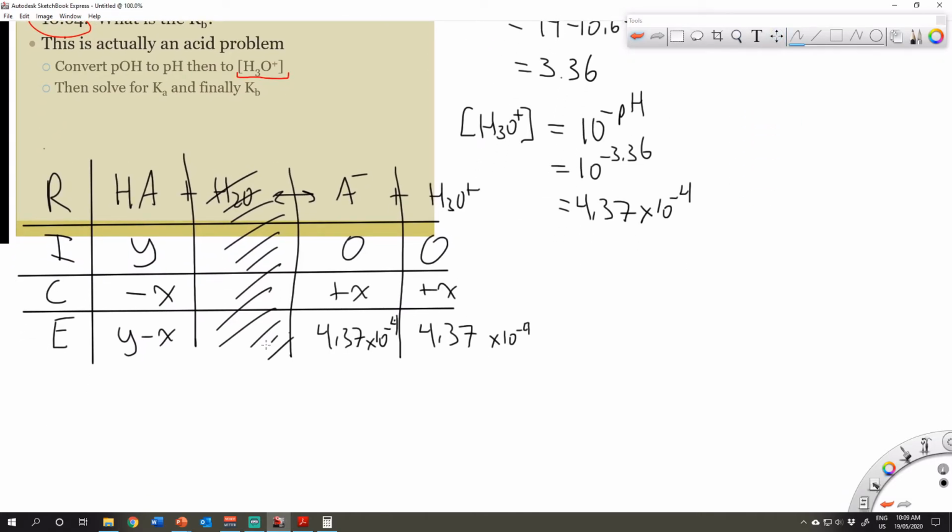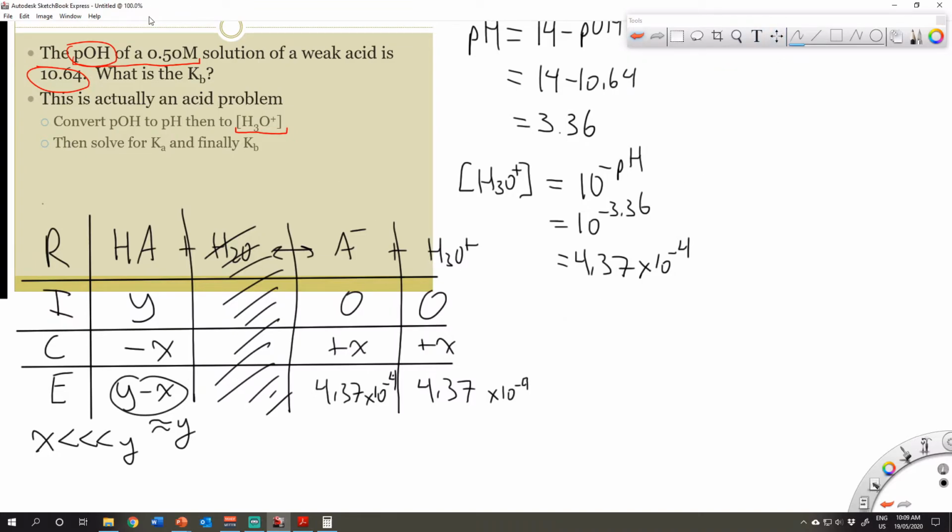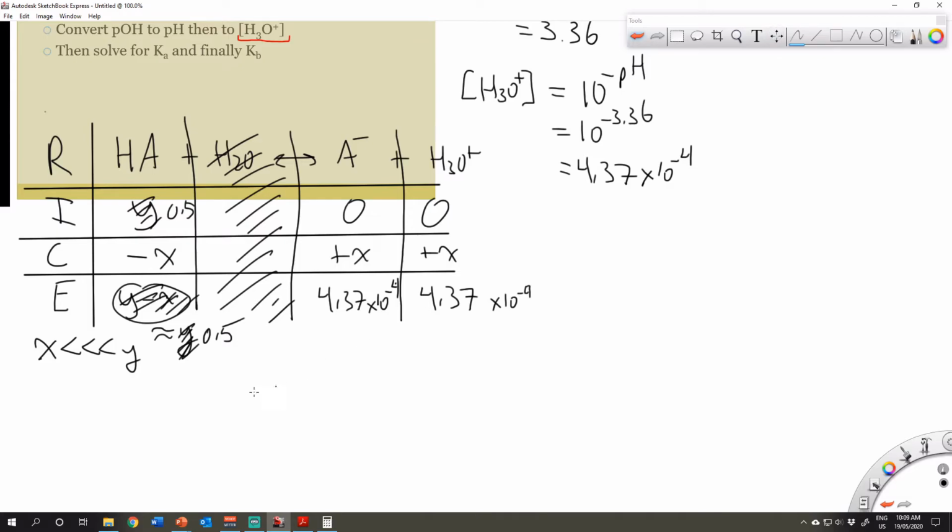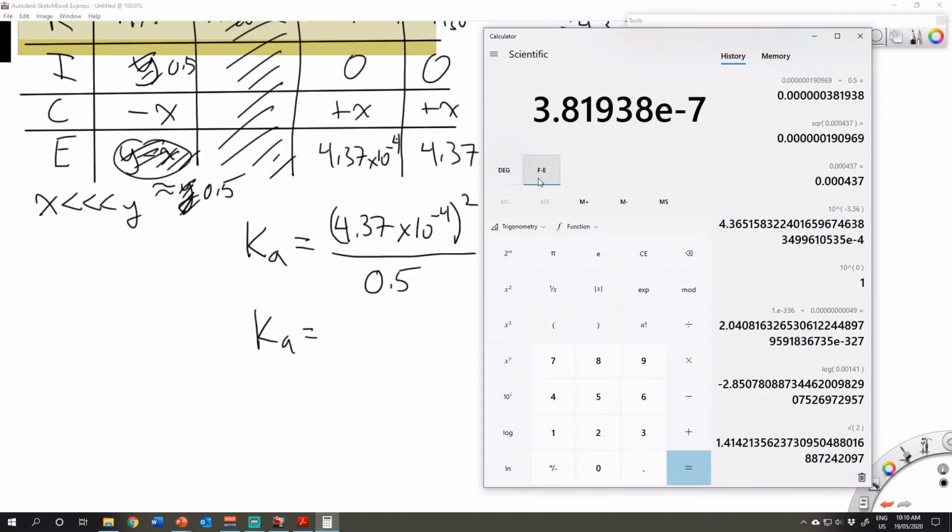We make the same assumption as before, that since x is much less than y, this here was really just going to be y. Now, we actually know what the original concentration is. I just realized that's 0.5. So this is actually going to be 0.5. Now that I have all my equilibrium values filled out, the Ka of this particular acid is 4.37 times 10 to the negative 4 times itself, so I'll just square that, all divided by 0.5. So it'll be 3.82 times 10 to the negative 7.